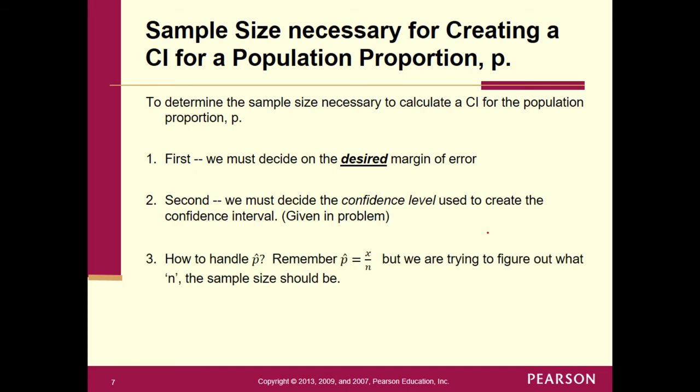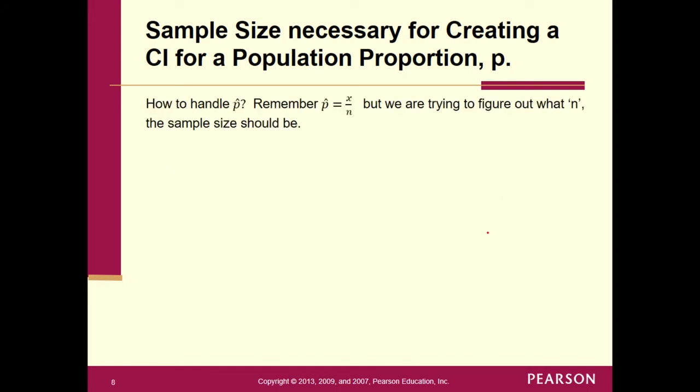And the third is that we've got to figure out how to handle p hat. Now remember, p hat is equal to x over n, but we're trying to figure out what n should be, the sample size. We don't know what the sample size is. So how are we going to handle p hat? We don't have n yet. And so there are two ways to handle that, and you do this in order.